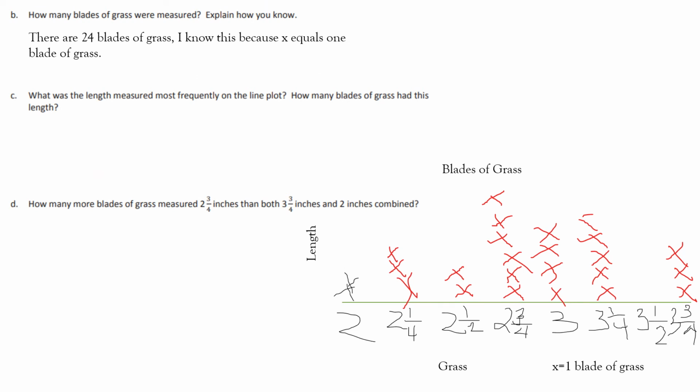So as you can see, I left my chart that I just did from earlier. So now we're asking how many blades of grass were measured. Explain how you know. So I wrote there are 24 blades of grass. I know this because x equals 1 blade of grass. So what you're going to now do is tell me what is the length measured most frequently on the line plot. So which one comes up the most, and then you're going to tell me what the length is, because it asks that. It wants to know how many blades had this length. And then you're going to do this question right here.